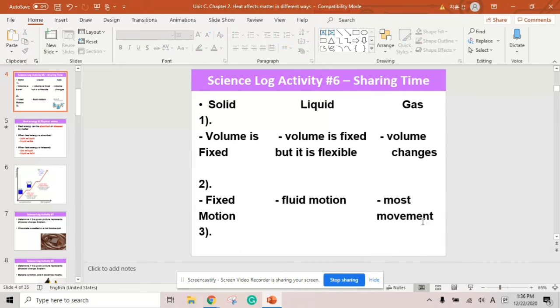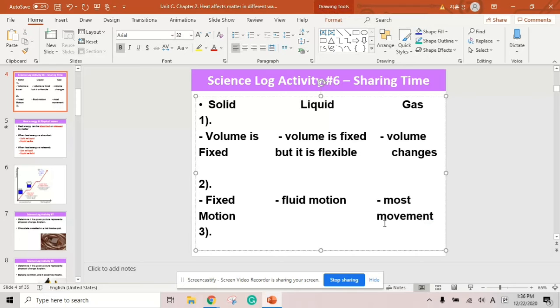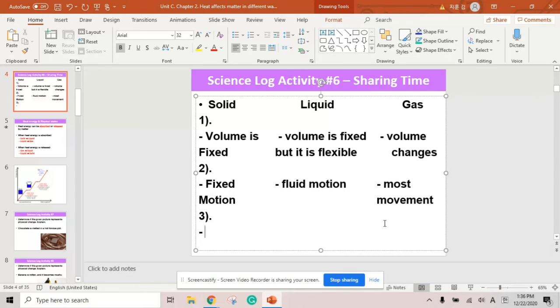I'm just going to erase this. The third one: solid, liquid, gas. Let's think about those. The third perspective I like to say is that solids are very rigid and strong. That means you cannot change much about its structure. There you go.